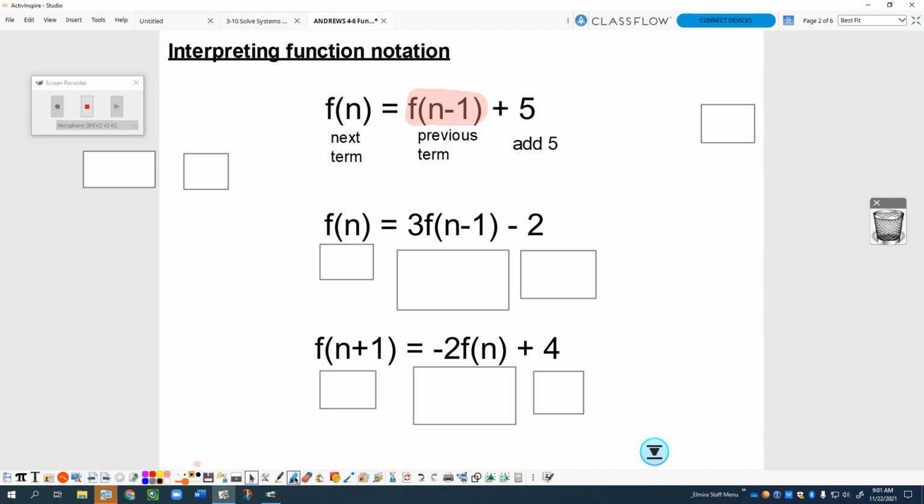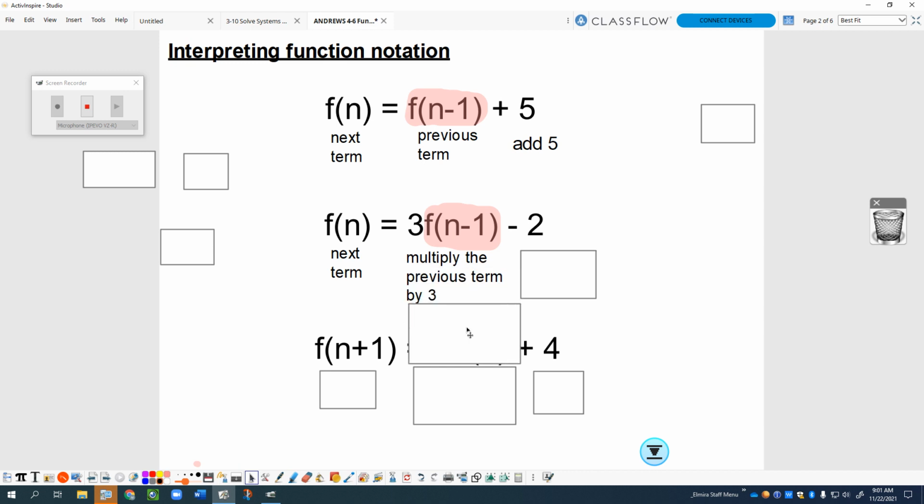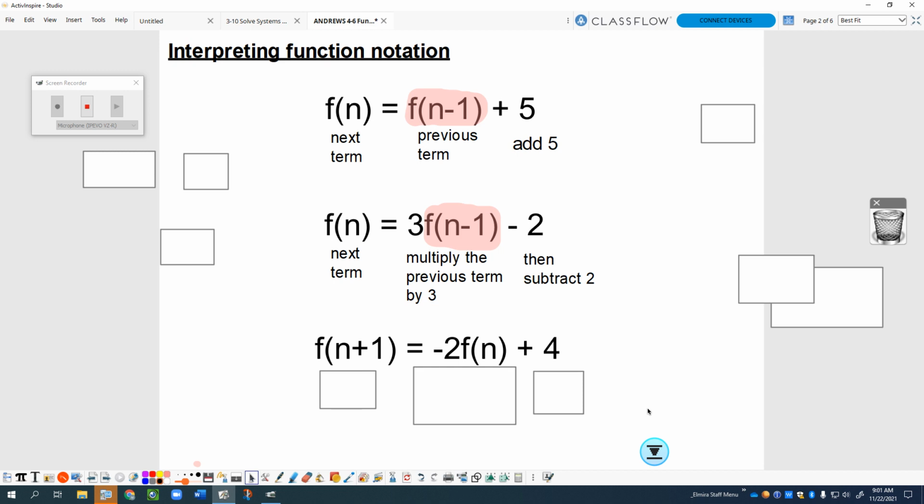So here again, I'm going to start with the F, and I'm going to highlight in pink all of the parts that we're really not going to do anything with. Okay, on the next screen, you're going to see me take all of that notation out and sub in a value. So F of n still means next term. This side means multiply the previous term by 3. I'm going to multiply 3 times the previous term and then subtract 2. 3 times the previous term, subtract 2.